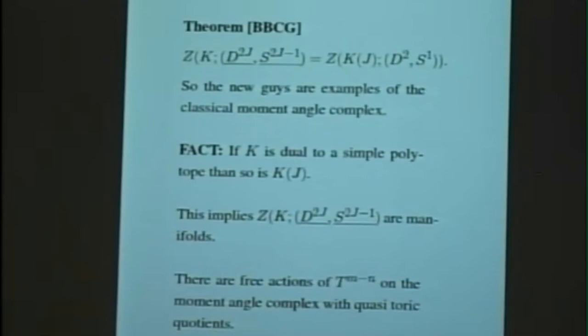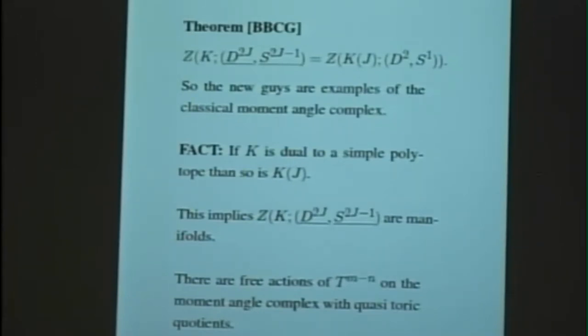And here's the theorem. The Z for this, Z for the mixed spheres over each coordinate, is in fact a moment angle complex for K_J. So the phrase I like to say is, this is really a wolf in sheep's clothing. So in fact, these things are just examples of moment angle complexes. In fact, if K is dual to a simple polytope, then so is K_J.